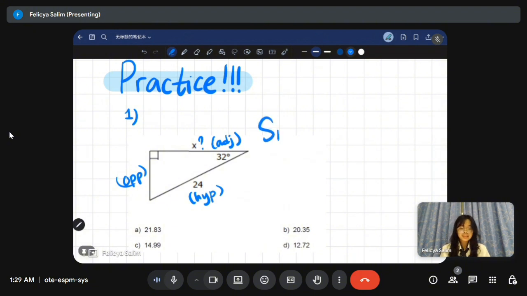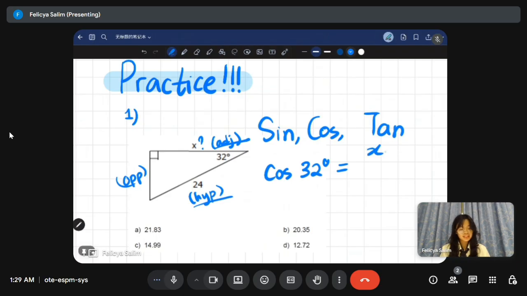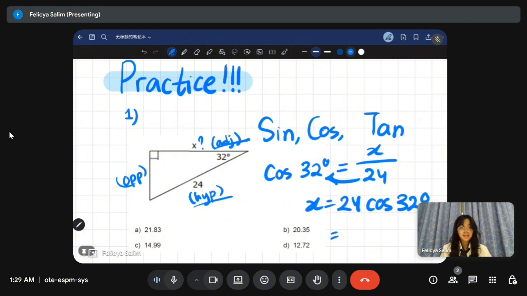Now, you think between sin, cos, and tan, which one out of these three will need you to use the adjacent, which you're going to find, and you were given the hypotenuse, which means you have to use cos. Cos 32 degrees equals the adjacent, which is x, divided by the hypotenuse, 24. You move 24 to the other side, so x equals 24 times cos 32 degrees. If you input this into your calculator, you'll get the answer is B, which is 20.35.